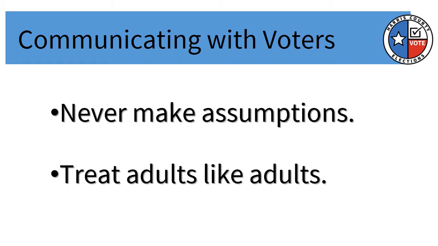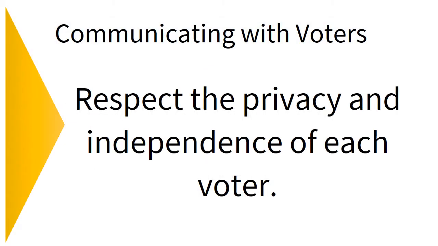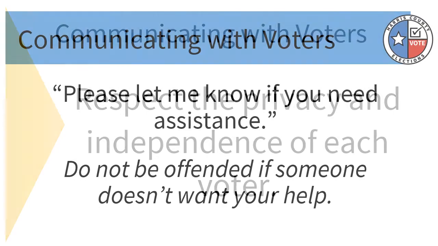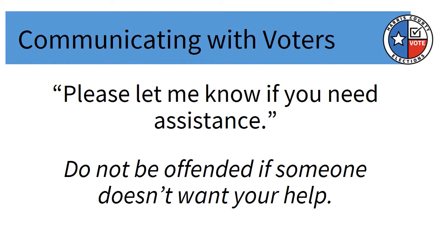Treat adults like adults. Do not display condescension to a voter or speak to them as if they were a child. The ADA requires you to uphold and respect the privacy and independence of each voter. Be friendly but not overly familiar. Don't ask personal questions, including questions about a voter's disability. Don't assume a voter with a disability needs help or that you know best how to help them. Voters with disabilities want to be treated like every other voter.